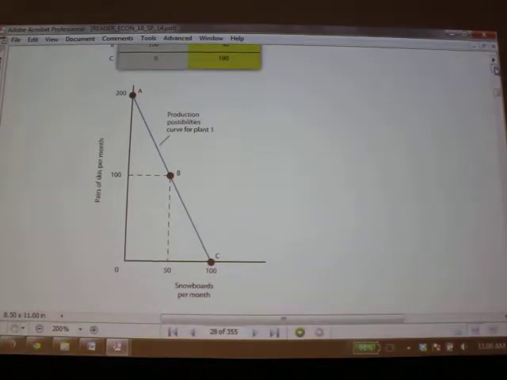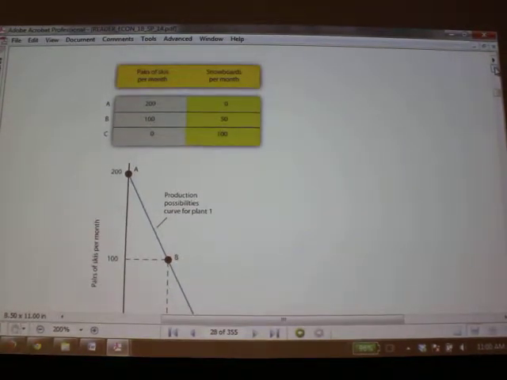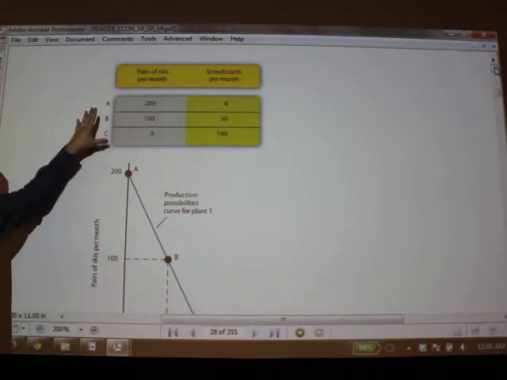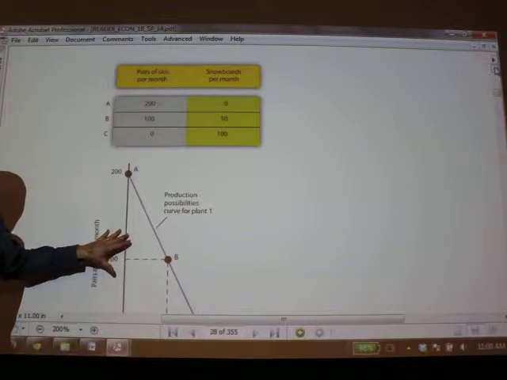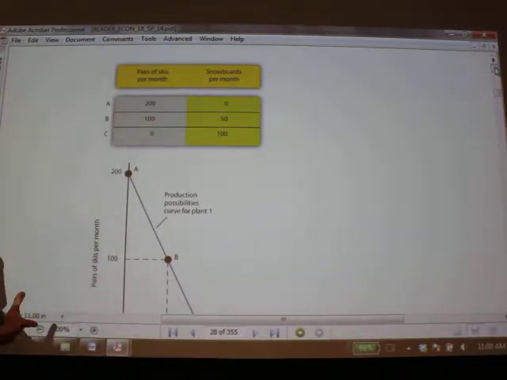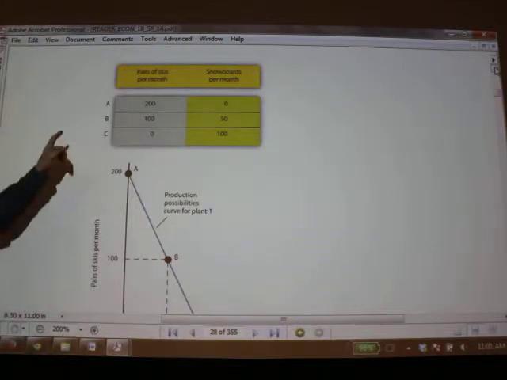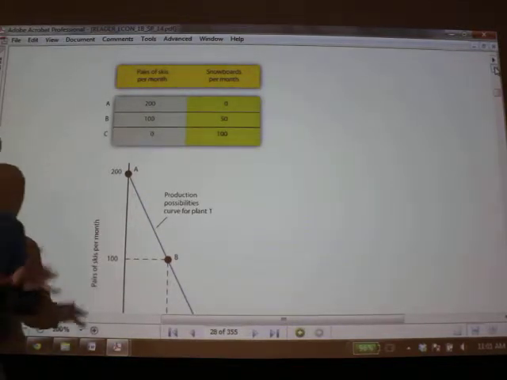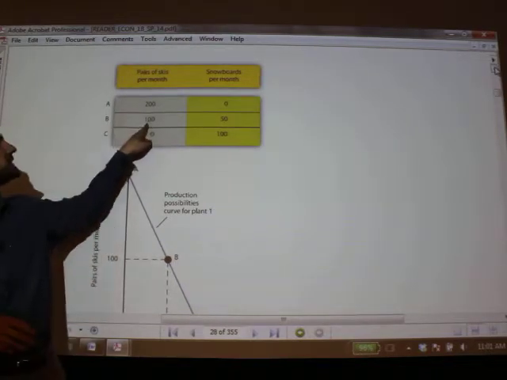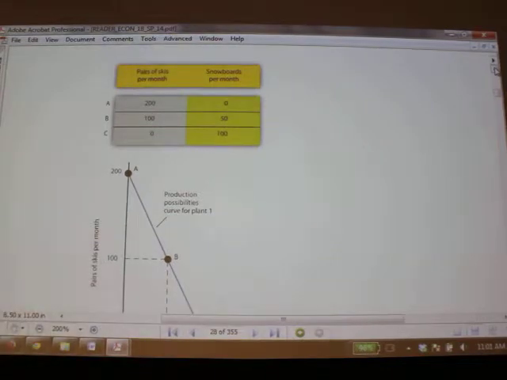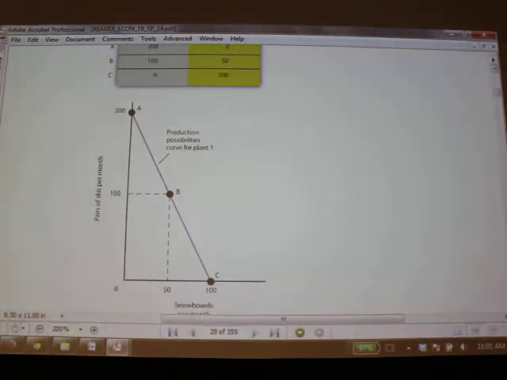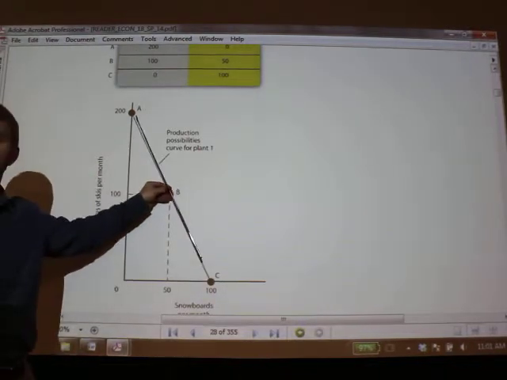This information is given to you here in this table, and then we're plotting this information on this graph here. So in this class, we're going to be doing a lot of graphing. So you should be comfortable with the concept of x and y axis, for example, and graphing. We'll talk more about that as we go on. We also see that if we want to produce some mix, for example, 100 skis, then we can produce 50 snowboards. And we get these 3 points. They all lie on a line, and so we can connect them. And this is the production possibilities curve. Right?